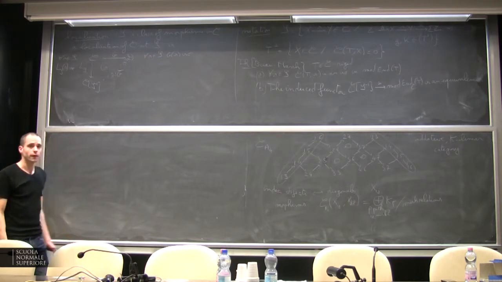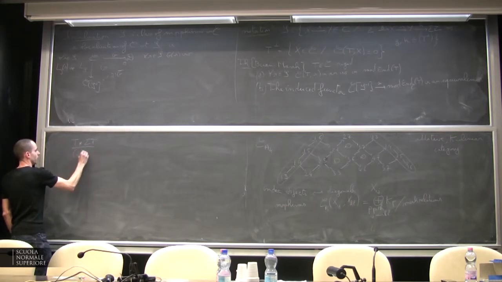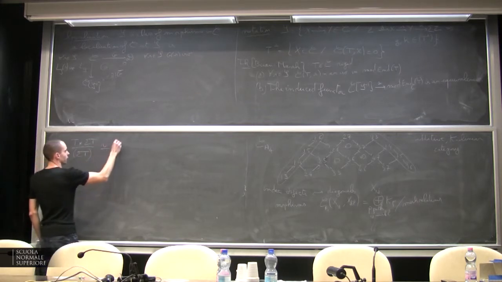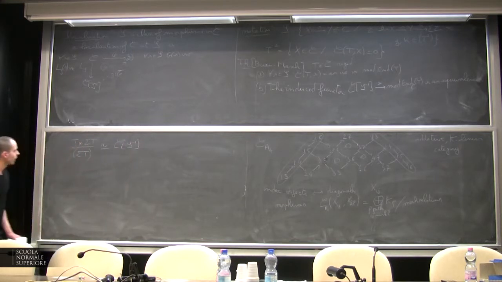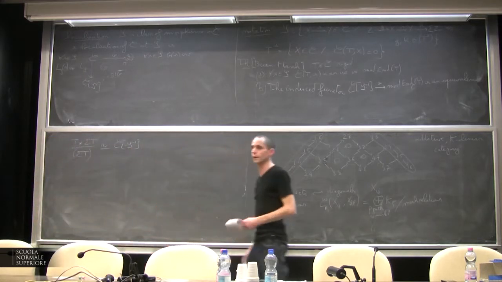Description of the module category. First, some subcategory where you identify morphisms by using some relation, and second, as a localization. And this is reminiscent of what happens in model categories.